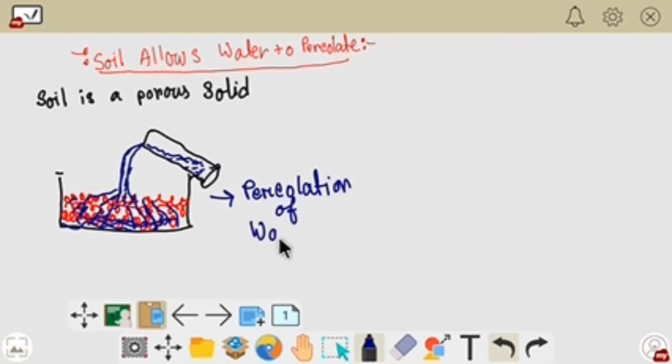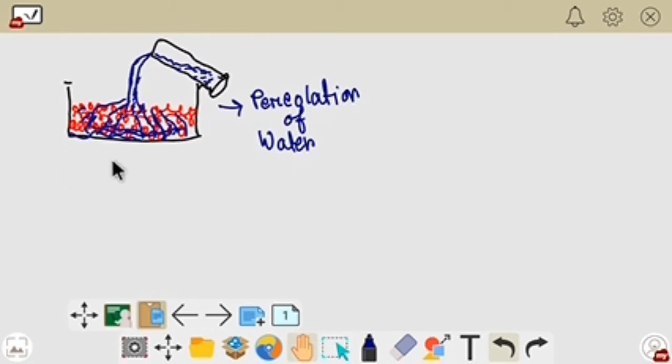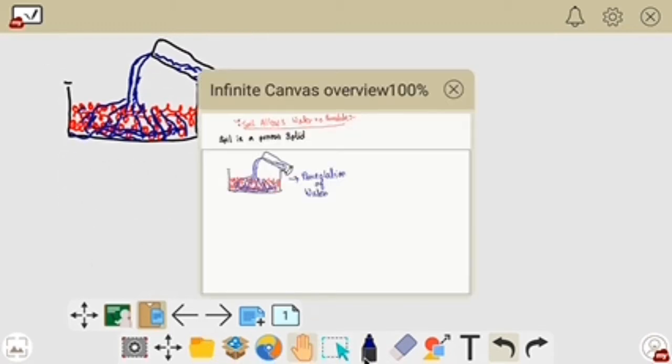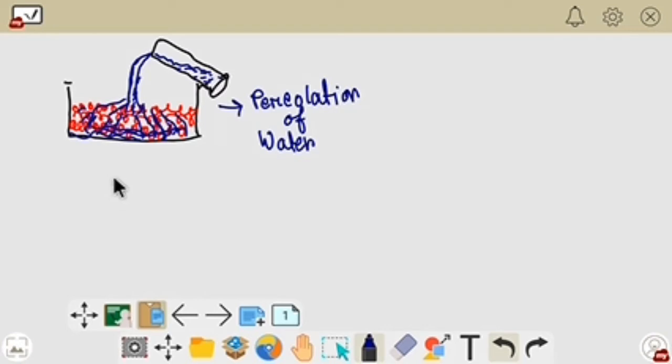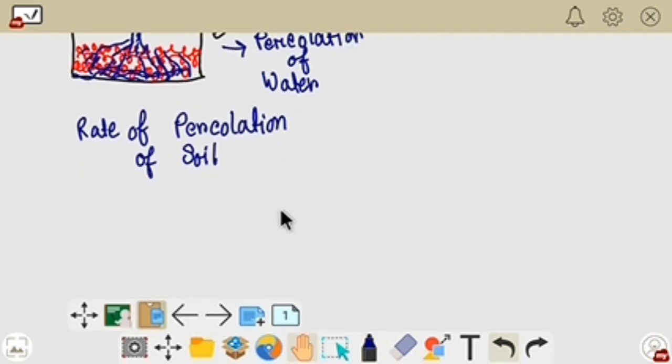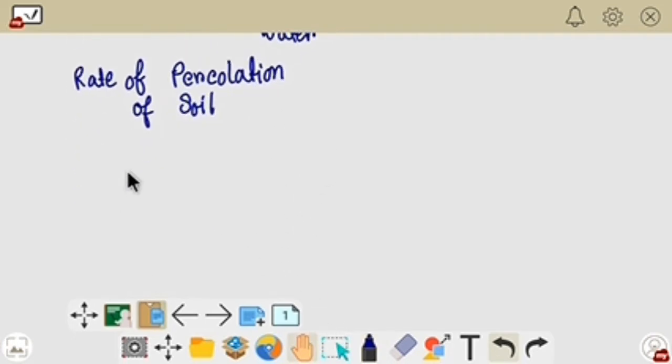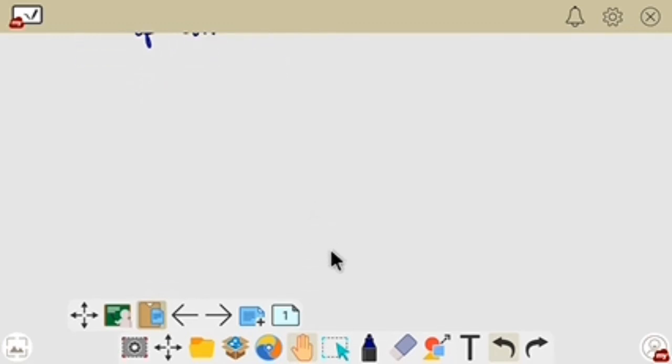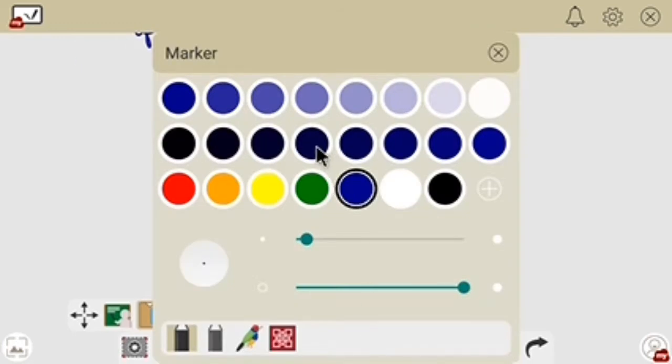Different types of soil have different percolation rates. The rate of percolation is called the percolation rate of water, or rate of percolation of water. Both are the same actually. The amount which can percolate through the soil is called the rate of percolation of water.